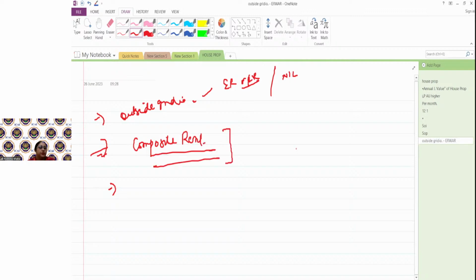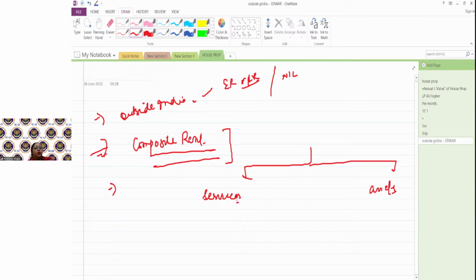Composite rent क्या होता है student? अब many a time we have seen that along with rent you have to pay rent for other additional elements. So that additional elements can be for services or can be for assets.